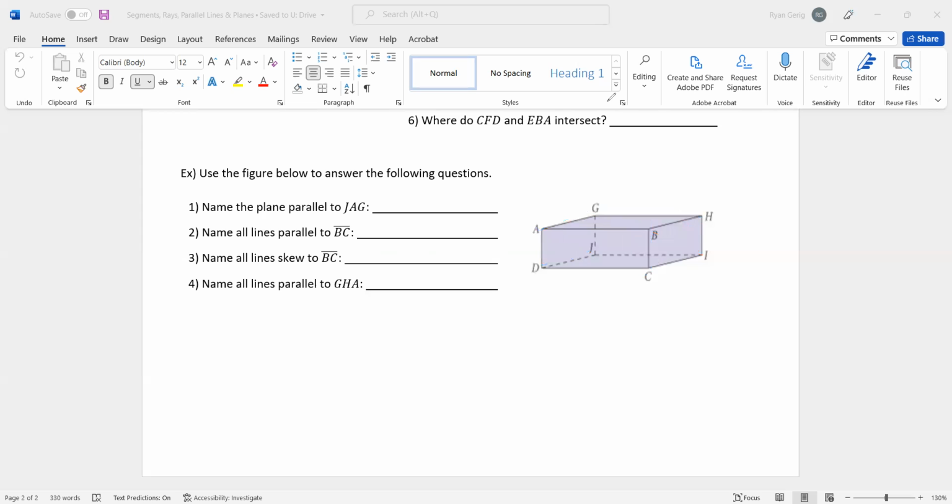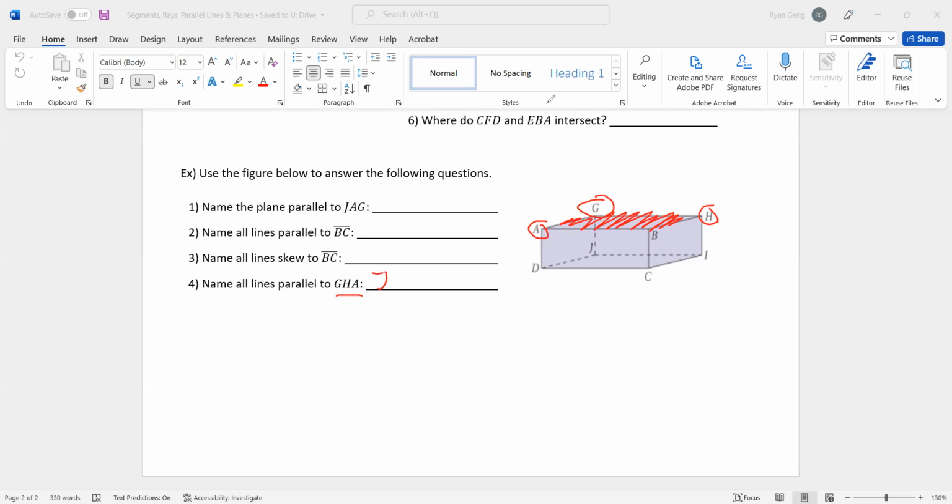Name all lines parallel to GHA. Now this is a little tricky. GHA is a plane, right? 3 letters, GHA. So that's the top of the box. All lines parallel to that would be on the bottom, right? If it's going to be parallel to the top, it's got to be on the bottom. And really, any line on the bottom is going to be parallel to the top.